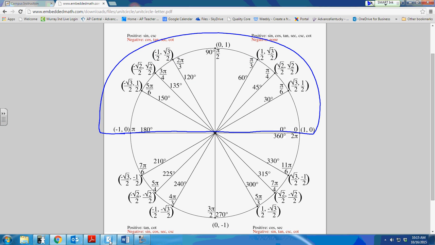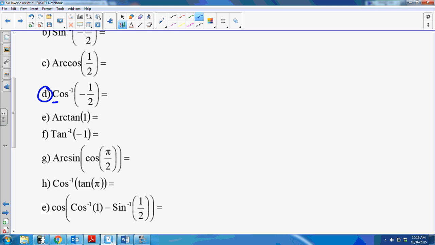So where is cosine negative 1/2? 2 pi over 3. Does that make sense? Yes, cosine is negative 1/2 somewhere else in the unit circle, but it's not defined for capital C.